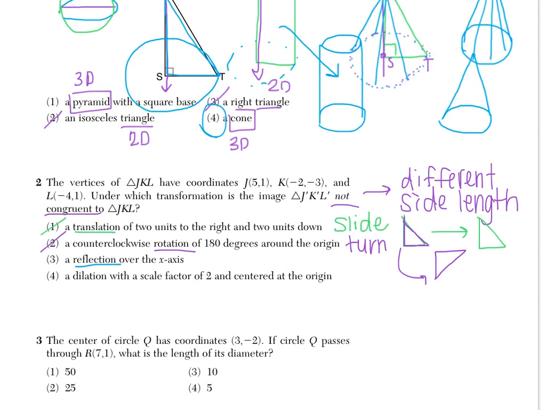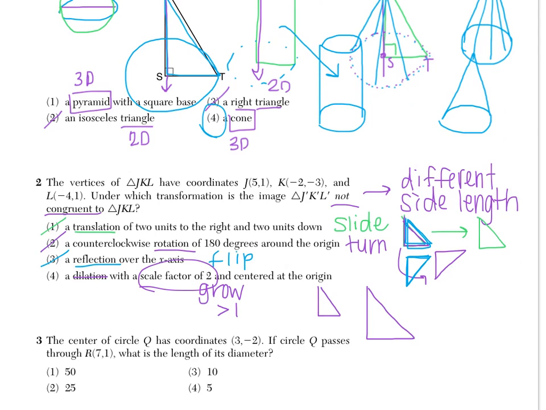The next one says a reflection. If I take the original triangle and reflect it over the x-axis, it lands here. A reflection, or in other words a flip, creates congruent triangles. The side lengths are the same. The next one says a dilation. A dilation is a grow or a shrink, and in this case it's going to be a grow because the scale factor is greater than 1. If I start with my original triangle and dilate by a scale factor of 2, it grows, and now the triangles are different sizes. This one side length is not congruent to the corresponding side length. So choice 4 is our answer.